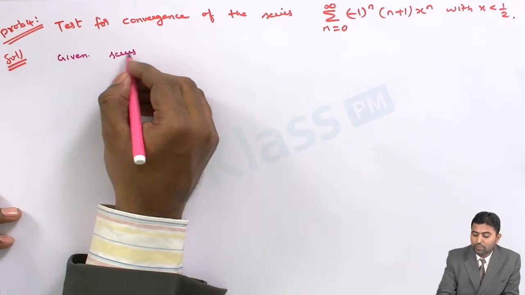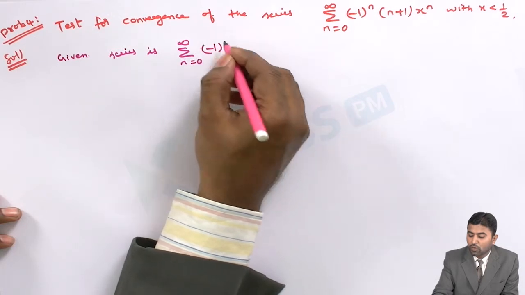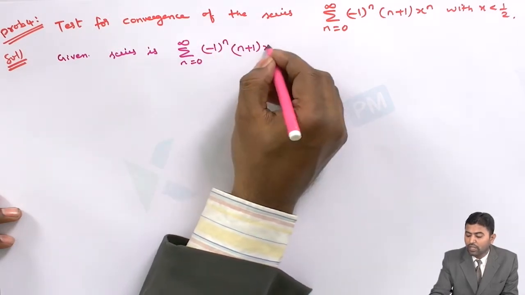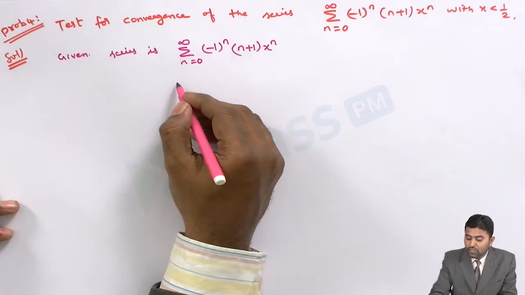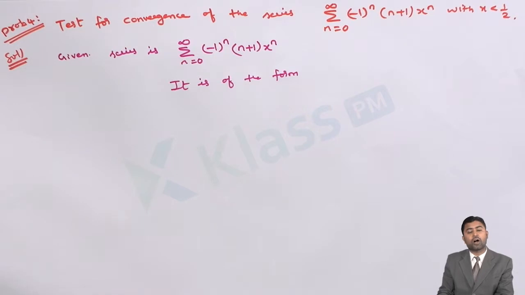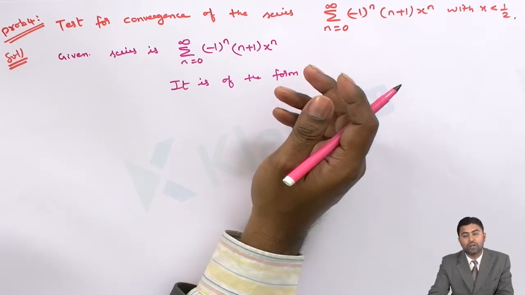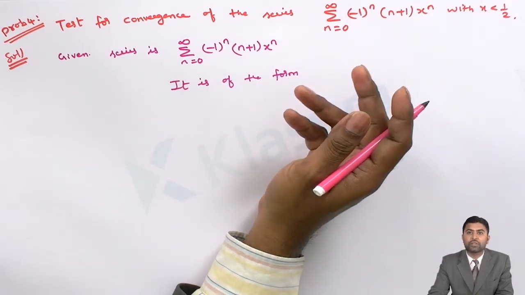Given series is summation n equal to 0 to infinity, minus 1 whole power n into n plus 1 into x power n. Even though it is not mentioned whether it is absolutely or conditionally convergent, we can make use of the same concept over here. Apply mod and turn it to a positive series, and then you can make use of a suitable positive series test. See that it is involving x power n, so you can either make use of Cauchy's nth root test, or you can also make use of D'Alembert's ratio test.